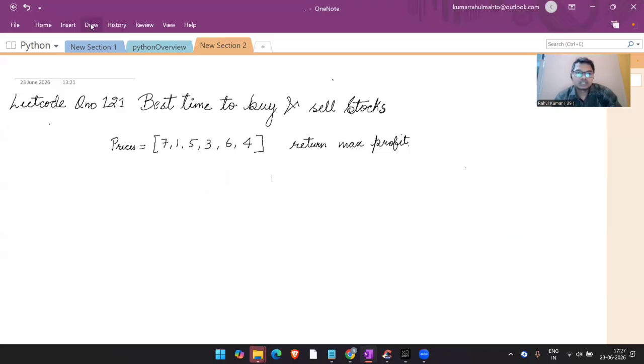So first of all, what I'll do here is keep iterating, starting with the first index, the first day. On the first day, I have bought this particular stock with price 7. So my agenda is to sell this stock in the upcoming days to gain the maximum profit.